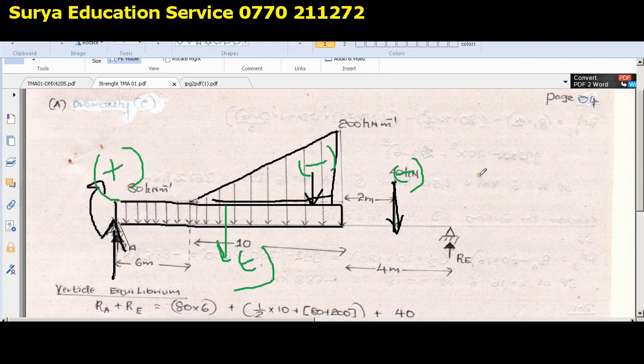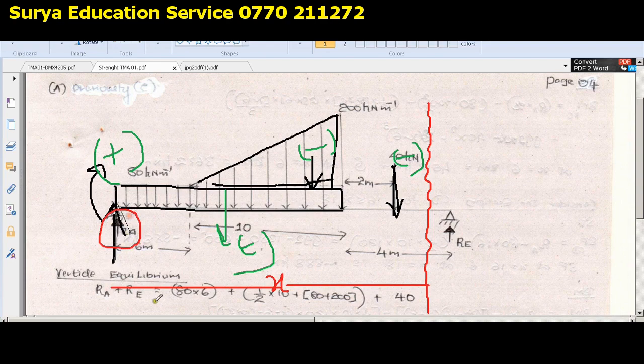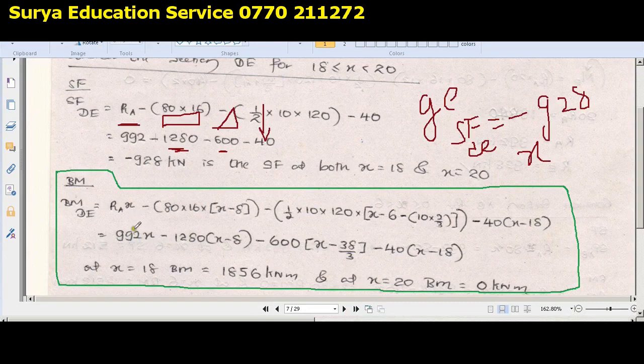So now we have to worry about the distances. This is the place where we are going to cut, and this is the distance x. What can you say about the distance for this reaction RA? That is x. See this distance, right? I think RA is okay. This is RA multiplied by x. Very clear.